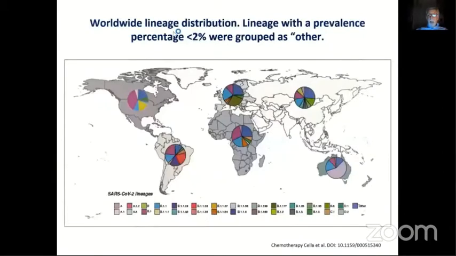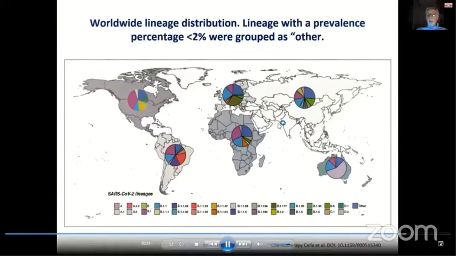This is the distribution of the different lineages in the world. It is really important to see that some colors are more present in some parts and not present in other parts. This means that the lineage distribution is very different from one part of the world to another. This means that to control this type of pathology, we must solve the problem in the whole world. Otherwise, other variants may reach other parts of the world.